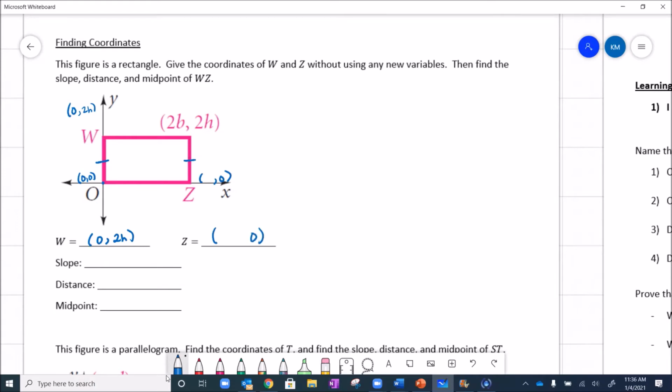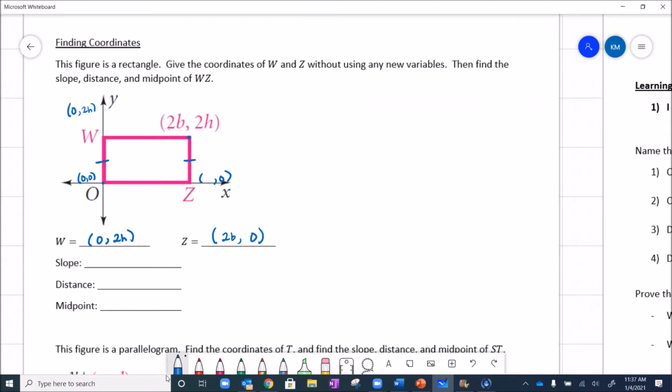The same kind of logic that we use for the height of W, we can use for our displacement in Z. How far over did it have to go? Well, it should be the same far over as this point. How far over is this point? 2b. Or not 2b, as William Shakespeare would say. All right, sorry, I needed to say that. So now we found those 2 points. The coordinate for W is 0, 2h. The coordinate for Z is 2b, 0.